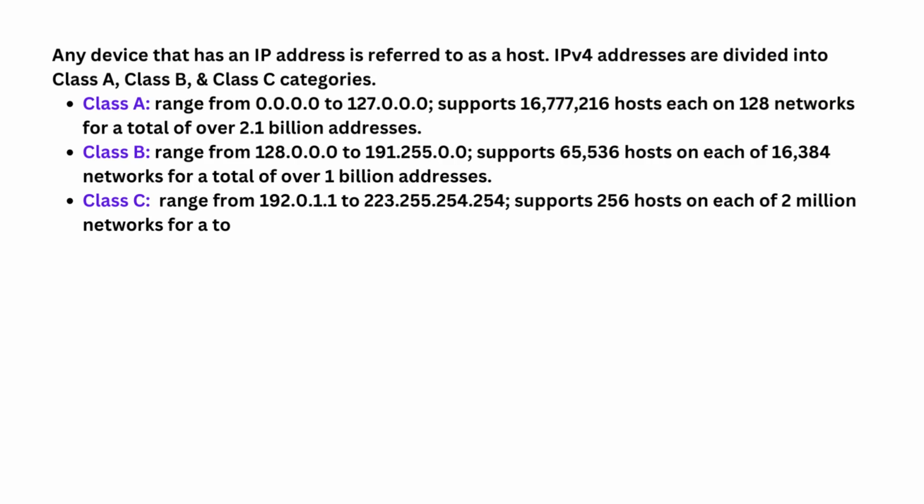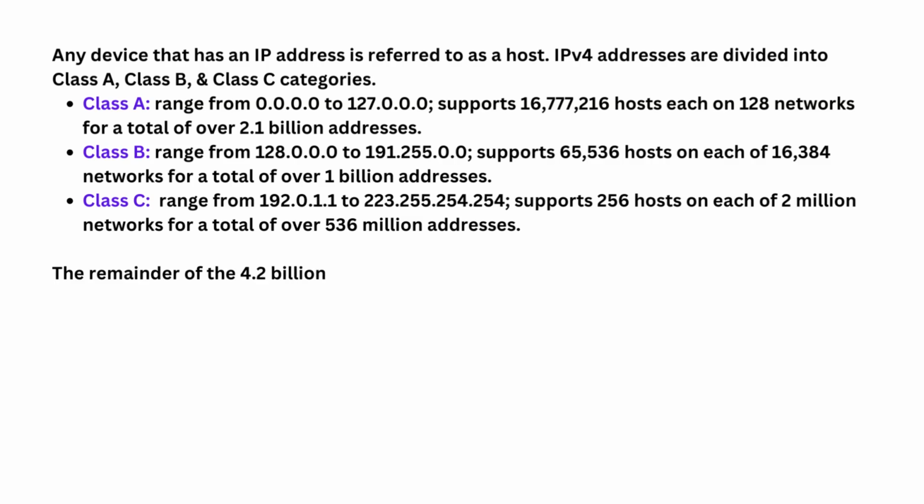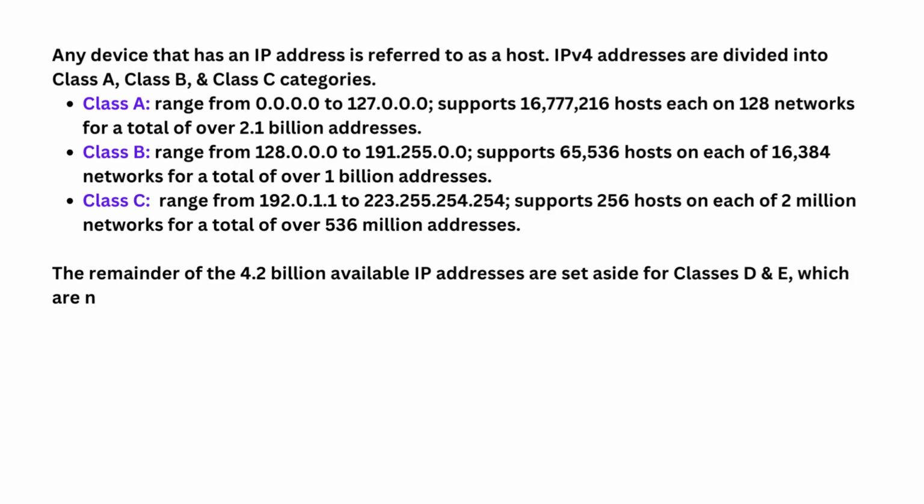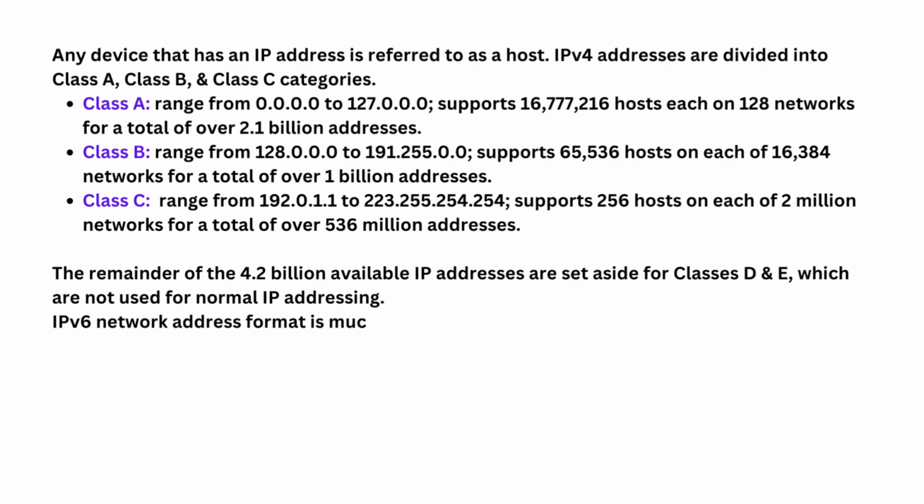Class C ranges from 192.0.1.1 to 223.255.254.254, supports 256 hosts on each of 2 million networks for a total of over 536 million addresses. The remainder of the 4.2 billion available IP addresses are set aside for classes D and E, which are not used for normal IP addressing.